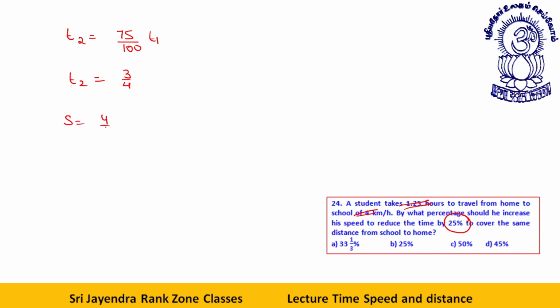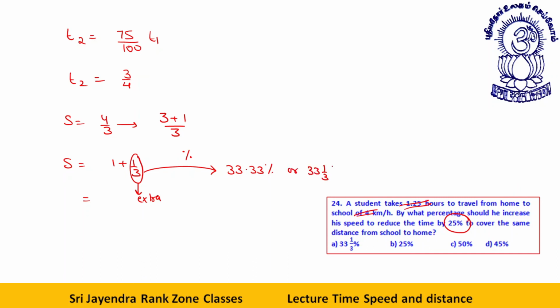So speed will become what? 4 by 3. 4 by 3 means what? 1 plus 1 by 3. How come? 3 plus 1 by 3, or 1 plus 1 by 3. Now this one third part is extra. If you need to convert one third into percentage, it will become 33.33%, or you can say 33 1 by 3%. This is your answer, dear students. Okay, clear to all? Fine.